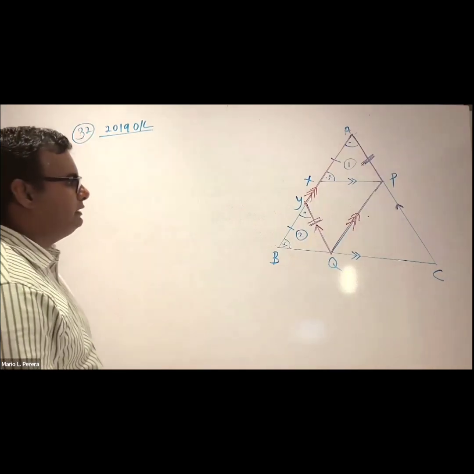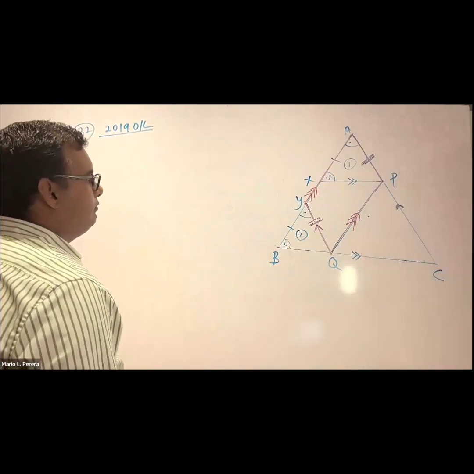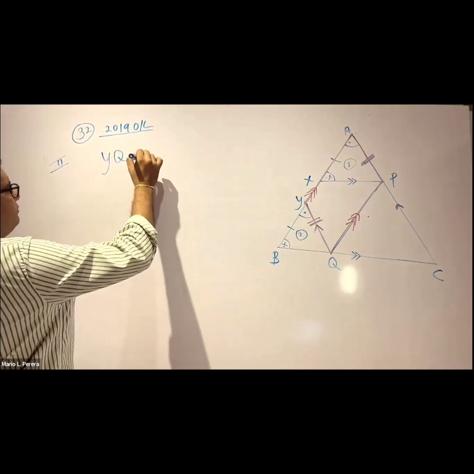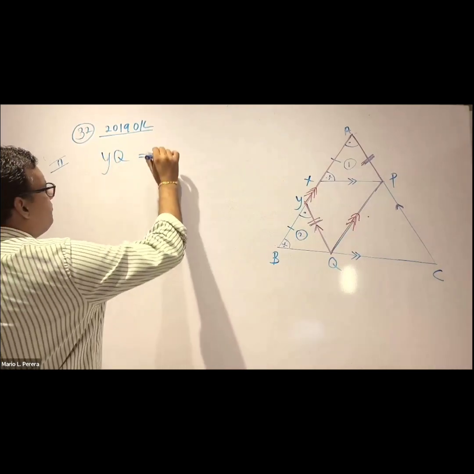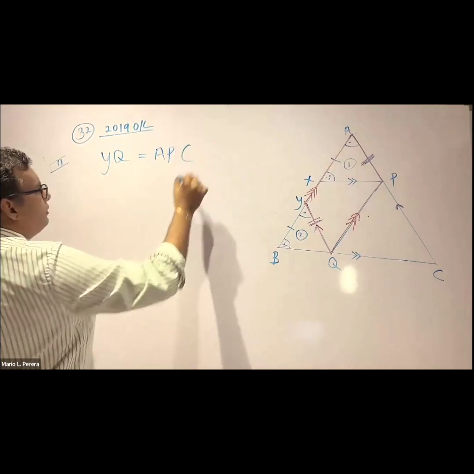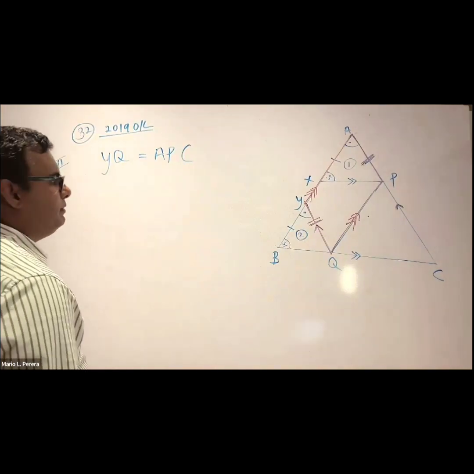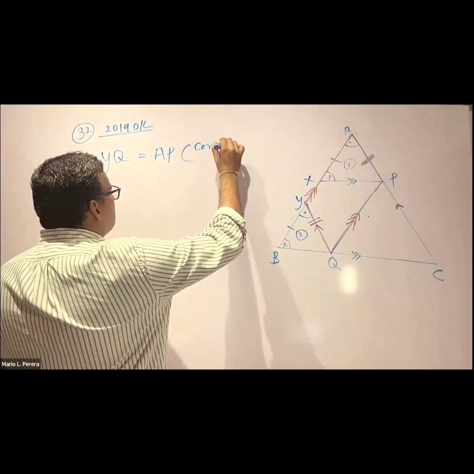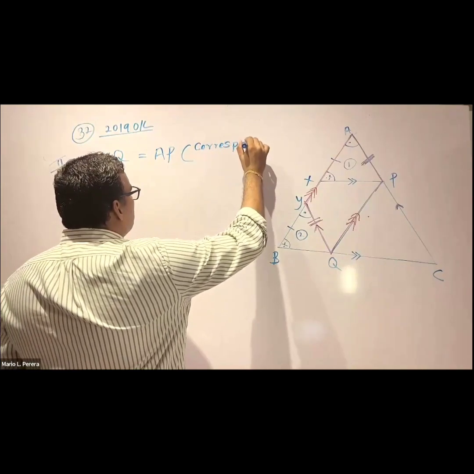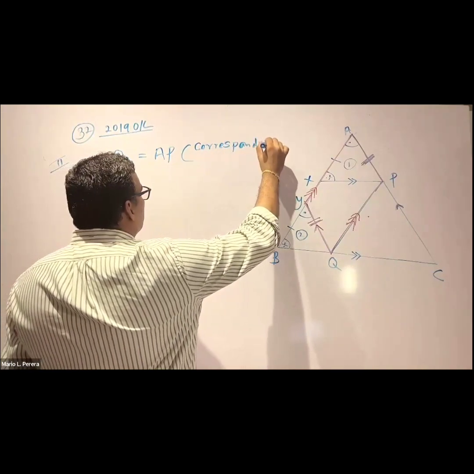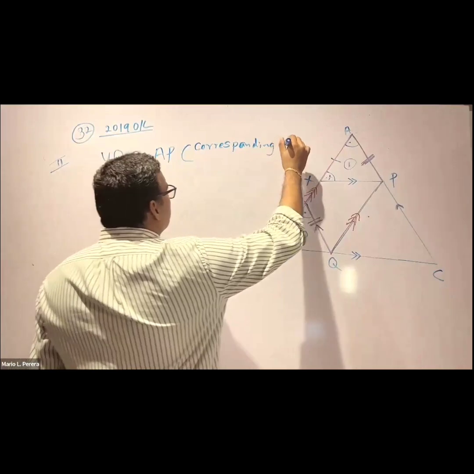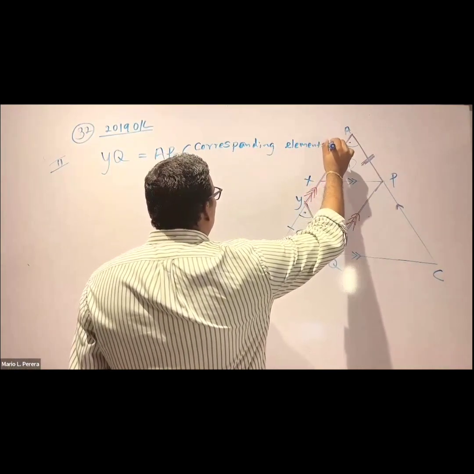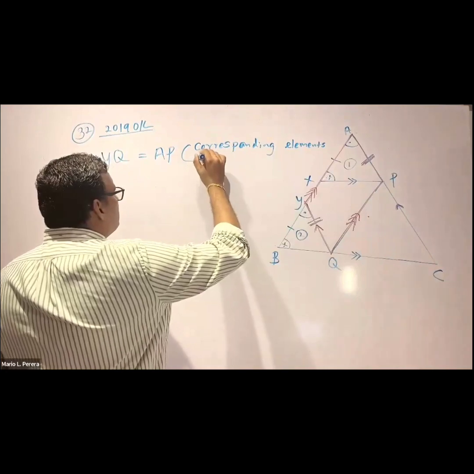Roman number 2. Yes. Good. First, let's say in the Roman number 2, YQ is equal to AP. Reason: corresponding elements of congruent triangles.